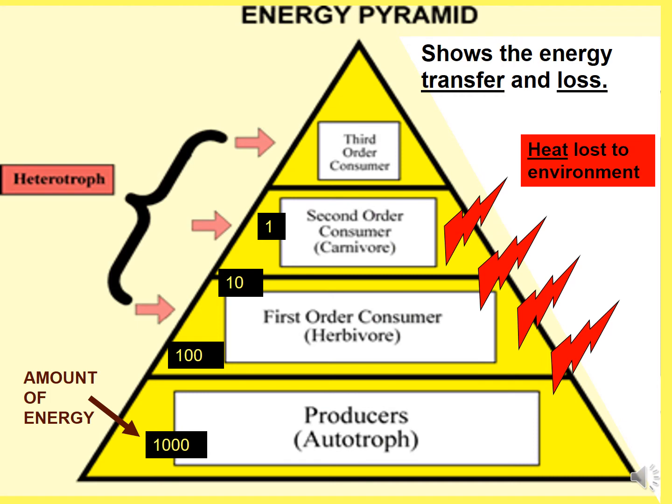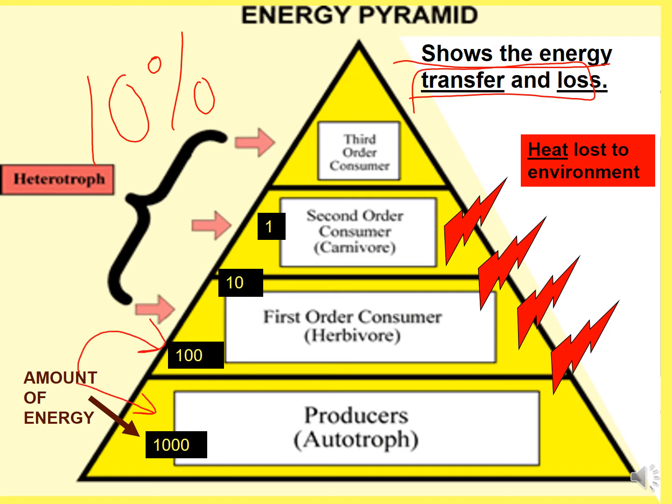Energy pyramid. Now this shows the energy transfer and loss. Okay, everything is lost basically by 10%. So if we start off with the 1,000, we're only going to get 100 for the producer. So if the plants are getting 1,000 from the sun, when the cow gets it, they're getting 100. And when we eat the cow, we only get 10. And when we die, they're only going to get 1%.